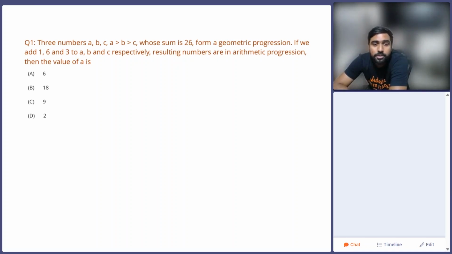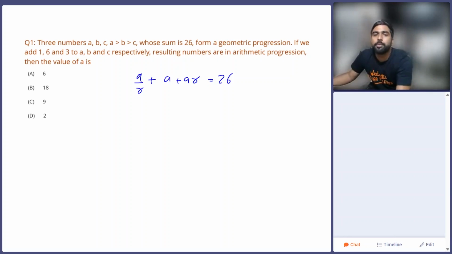So yes, let's look at the very first question. What do we have? Three numbers A, B, and C whose sum is 26 form a GP. GP means we'll, as always, assume the GP in the general form A upon R, A, AR. You have been told that their sum is equal to 26, so A by R plus A plus AR is equal to 26.